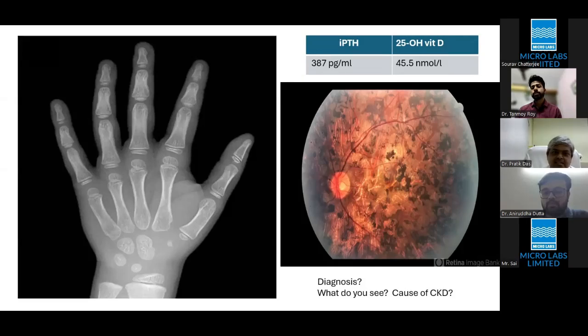Is the disc clear? No, sir. Margins are clear. There is retinitis pigmentosa, no doubt.